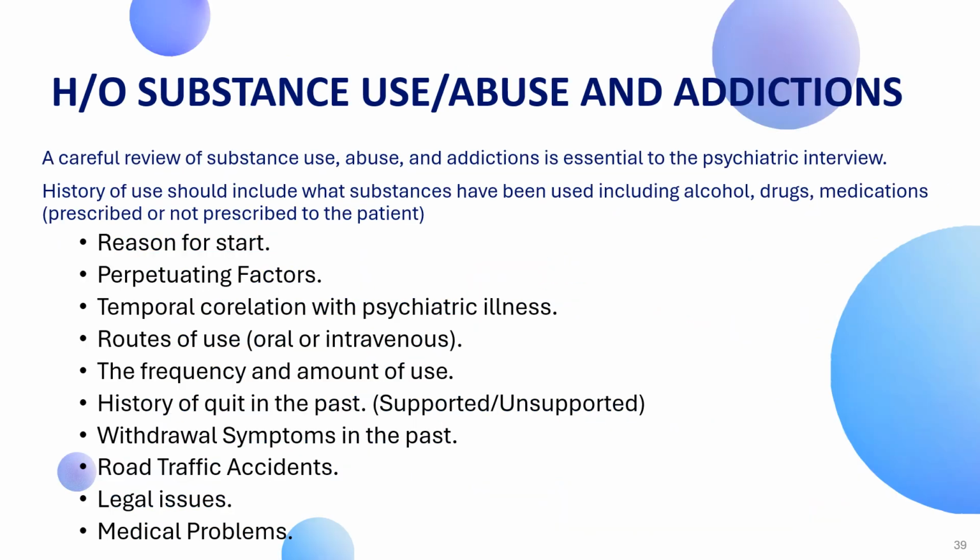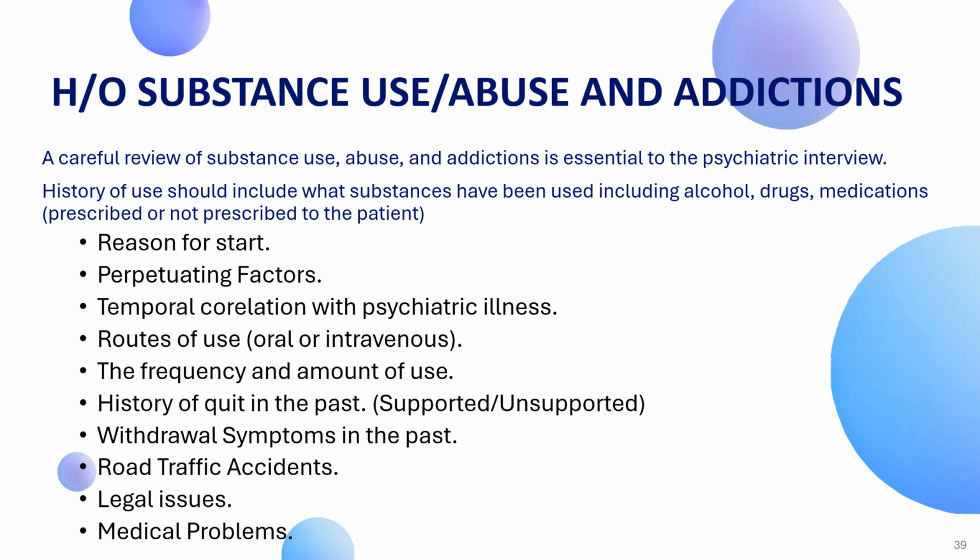If the patient has a history of substance use and abuse or addictions, it should be noted carefully, in terms of reason for start and perpetuating factors. Is there any temporal correlation with the current psychiatric illness? Routes of use, oral or intravenous. If the route is intravenous, in management do look for HIV infection or hepatitis B infection in case the syringes are shared by the peer group.